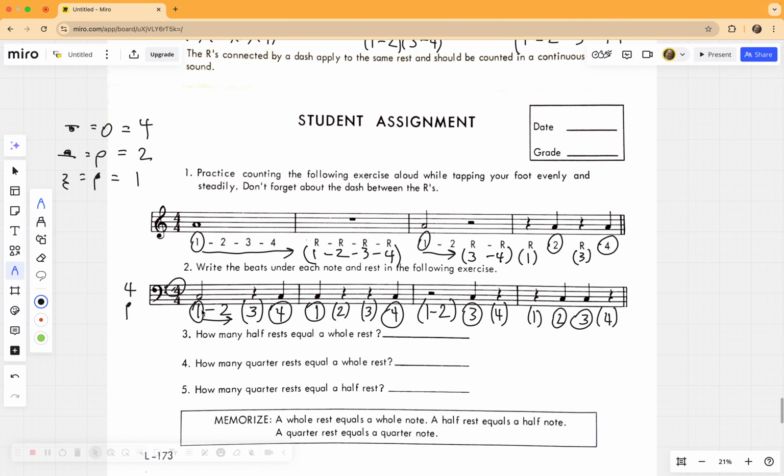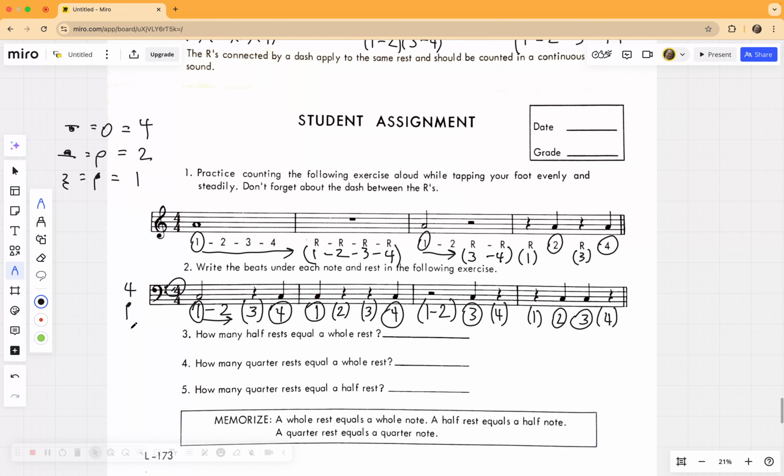Let's try it. Ready? Ready, set, here we go. 1, 2, 3, 4. 1, 2, 3, 4. 1, 2, 3, 4. 1, 2, 3, 4.